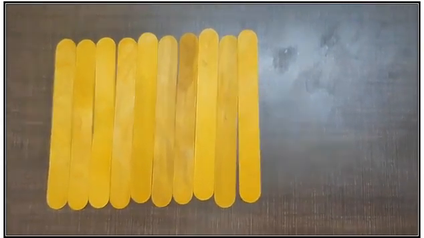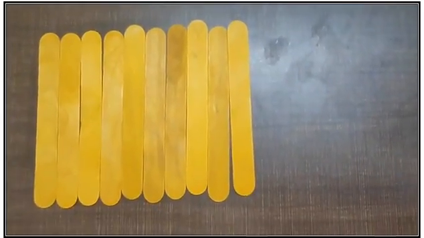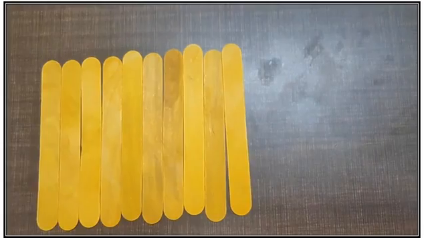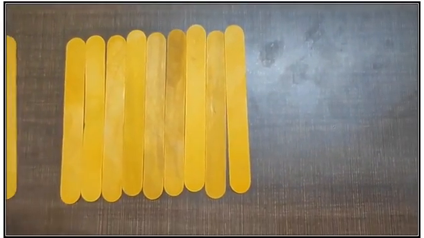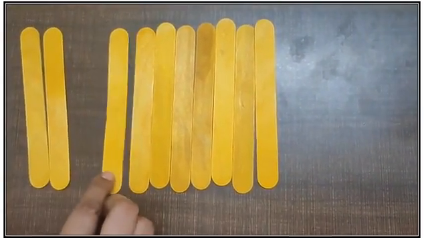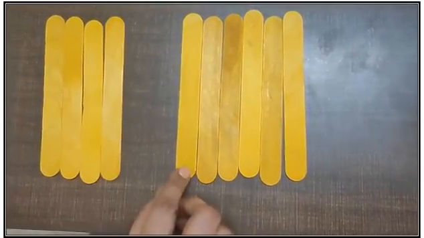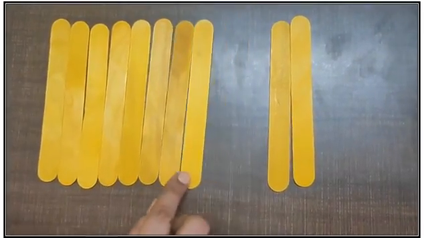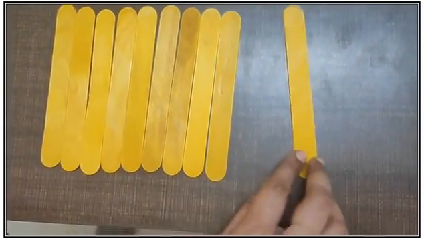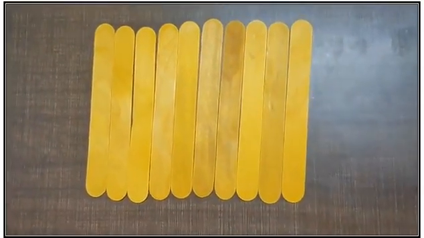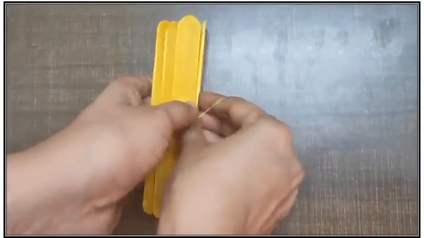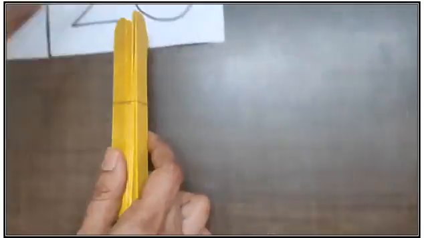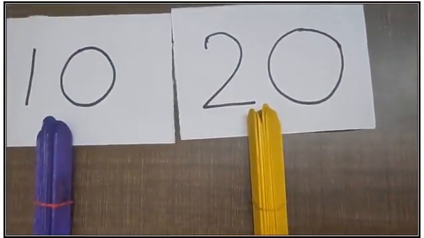Ten. Now children, we have yellow ice cream sticks. Shall we count from 10? 11, 12, 13, 14, 15, 16, 17, 18, 19, 20. I'm going to bundle this. This is 20.